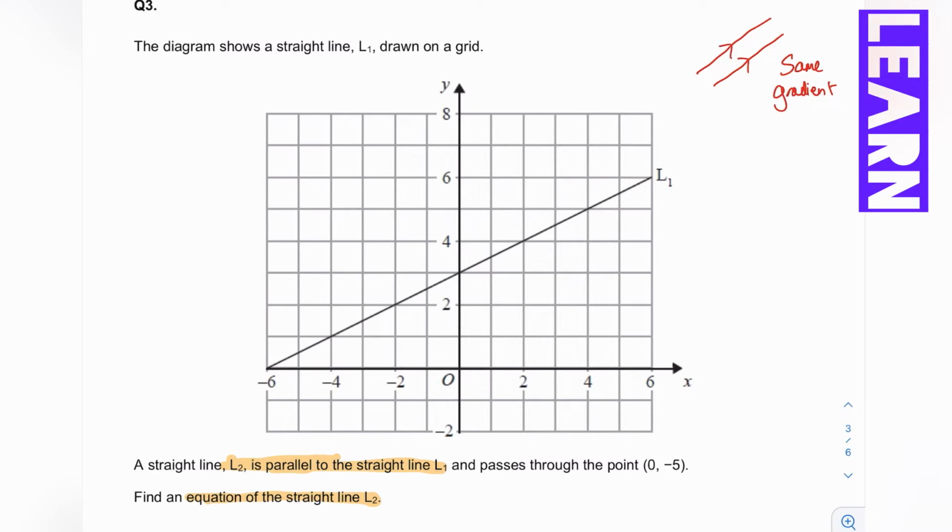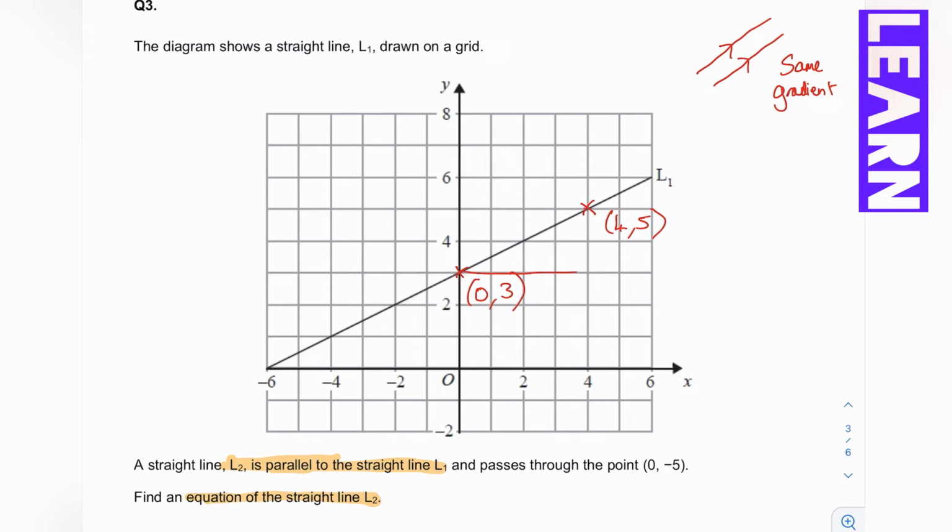So first of all, we need to work out the gradient of L1. So again, we can pick two coordinates on our straight line graph. So I'm going to pick this coordinate here. My x ordinate is 4 and my y ordinate is 5. I'm going to again pick this coordinate here. My x ordinate is 0 because it's on my y-axis, and my y ordinate would be 3.